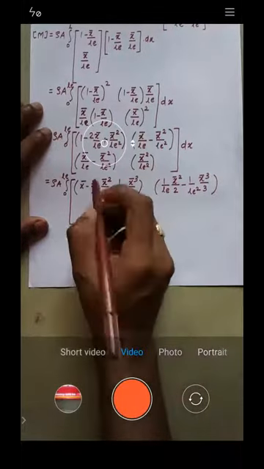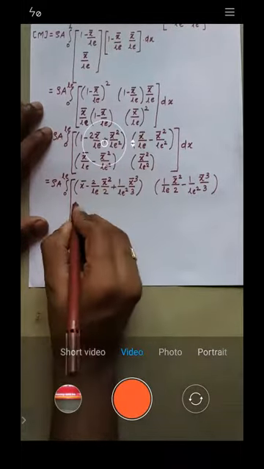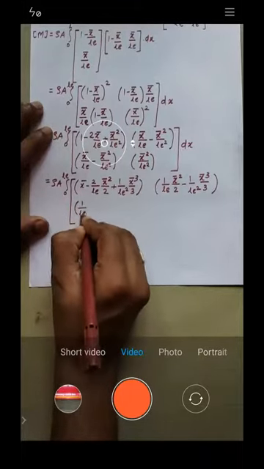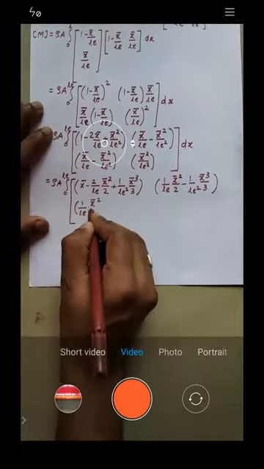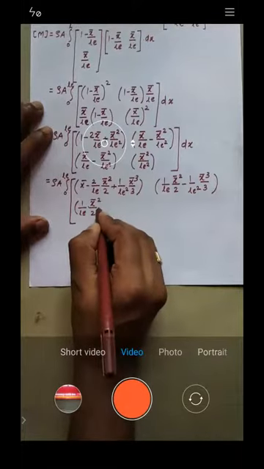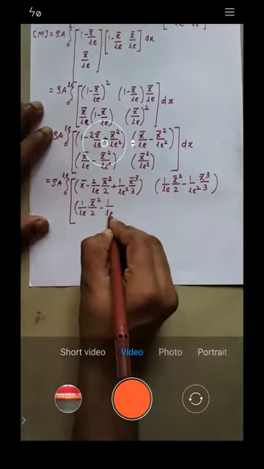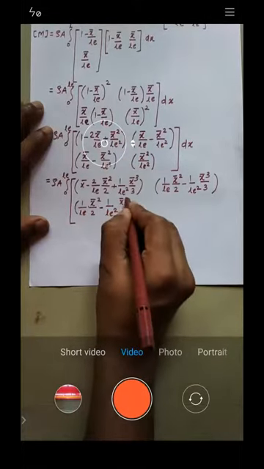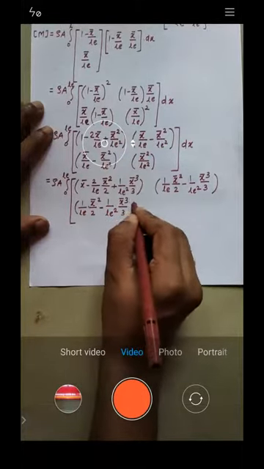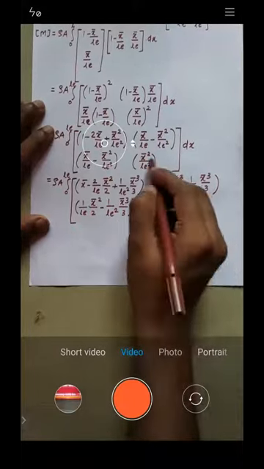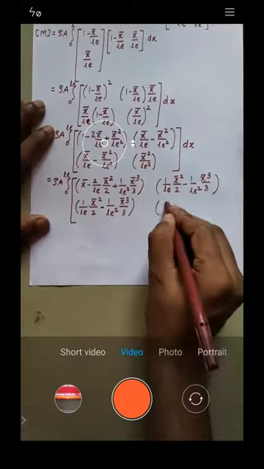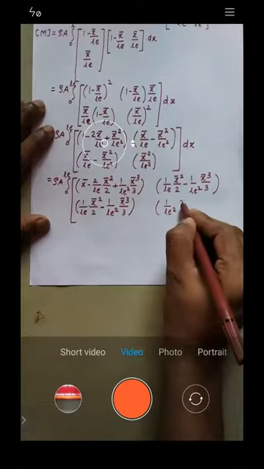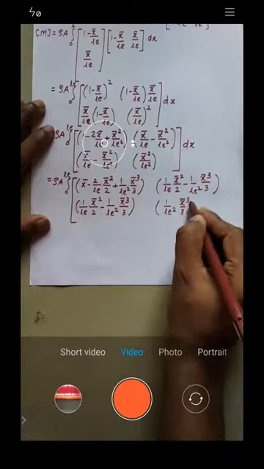Next, here, see this term, 1 by LE as it is. Integration of x bar is x bar square by 2, minus 1 by LE square as it is. Integration of x bar square is x bar cube by 3, right? Next, this term, 1 by LE square as it is. Integration of x bar square is x bar cube by 3.